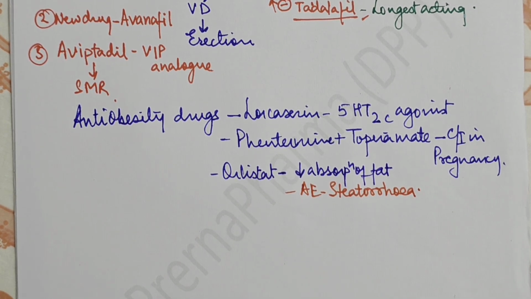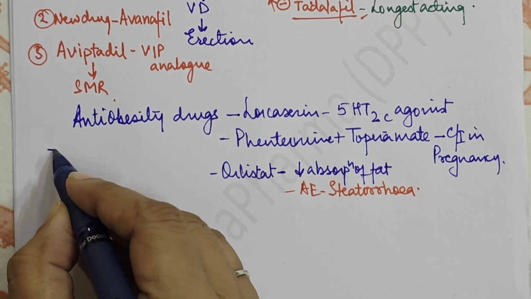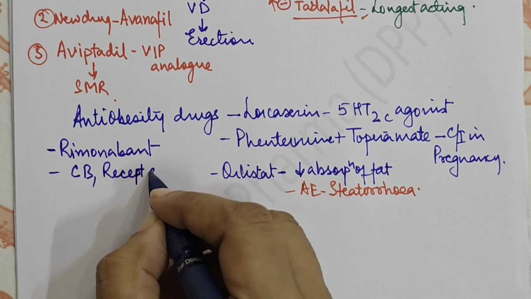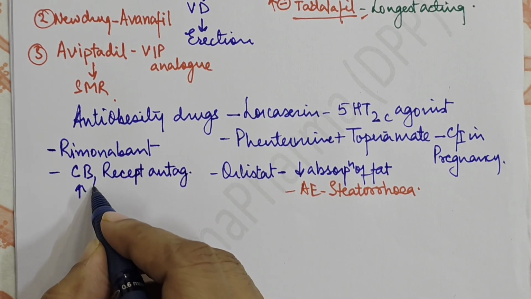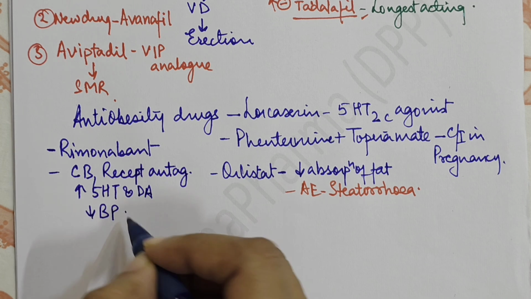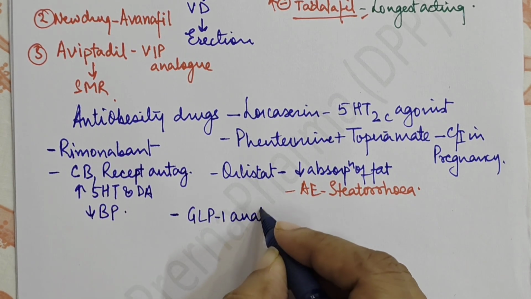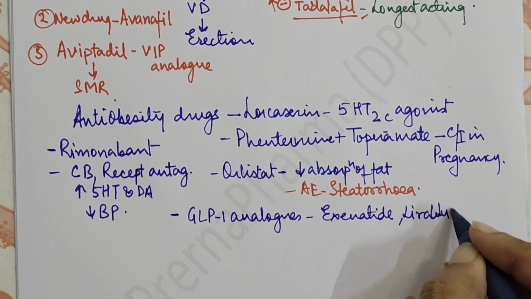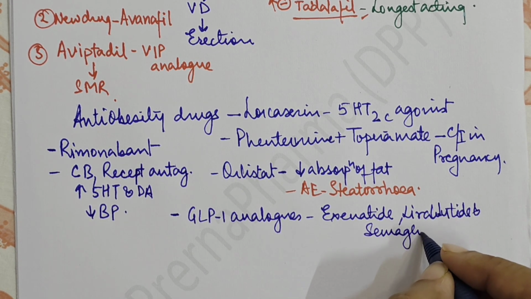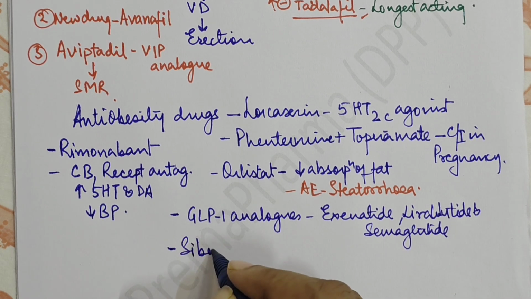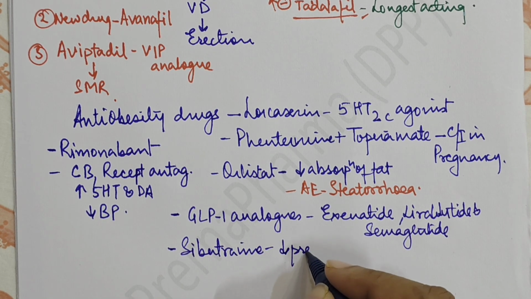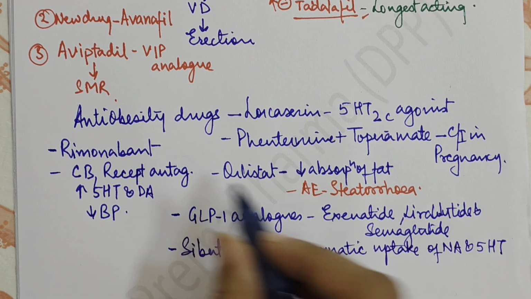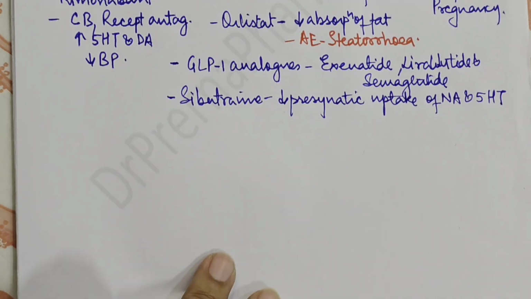Then the other drug that we have is rimonabant. Rimonabant is a CB1 receptor antagonist. It basically increases the 5-HT and dopamine and also decreases the BP. Then we have GLP-1 analogs, in which we have exenatide, liraglutide and semaglutide. Then we have sibutramine, which was earlier used, and this basically decreases the presynaptic uptake of noradrenaline and 5-HT. So these are the anti-obesity drugs. In short, we have studied about them.